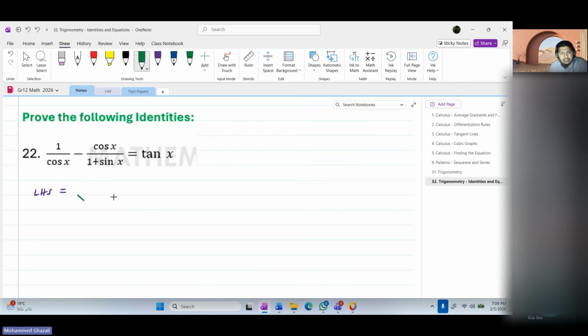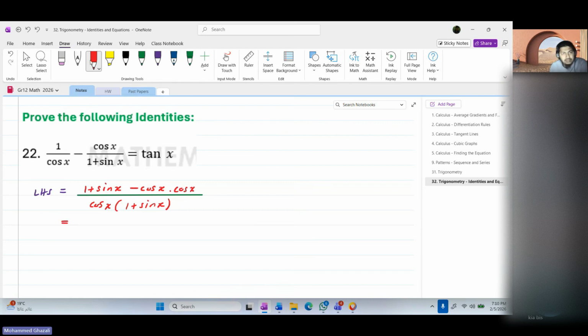So what you're going to do is find the LCD. The LCD here is clearly cos x into 1 plus sine x. Right? Cos x cancels out. You're left with 1 plus sine x. So 1 times 1 plus sine x is just 1 plus sine x minus cos x times what? 1 plus sine x and 1 plus sine x cancel out. So you're left with cos x as a factor times another cos x.